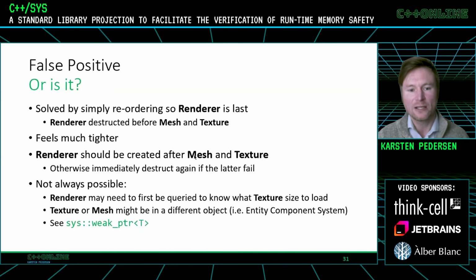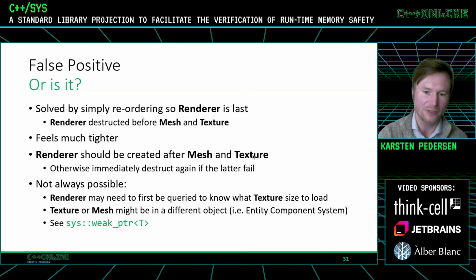So yeah, the renderer should be created after the mesh and texture. Otherwise, effectively, if the mesh and texture fail, you just have to immediately destruct the renderer again, which is kind of weird, a bit wasteful. I know though, in practice, that potentially is necessary. As one example, the renderer might need to first be queried to know the texture size. Let's say the renderer contains whether your graphics card supports power of 2 textures or something like that. So you might need that to exist before the texture, but that's life.